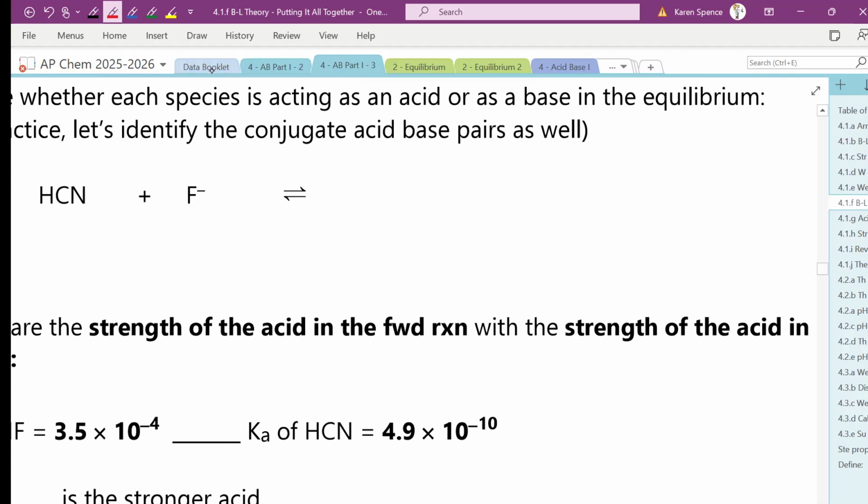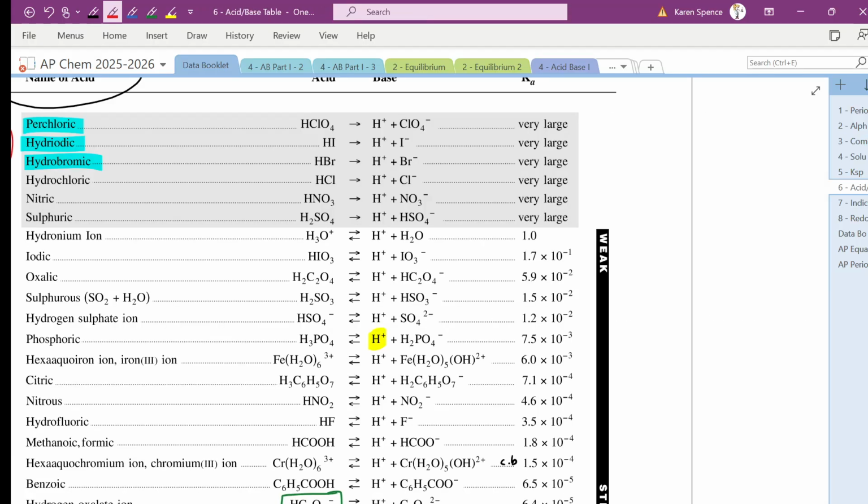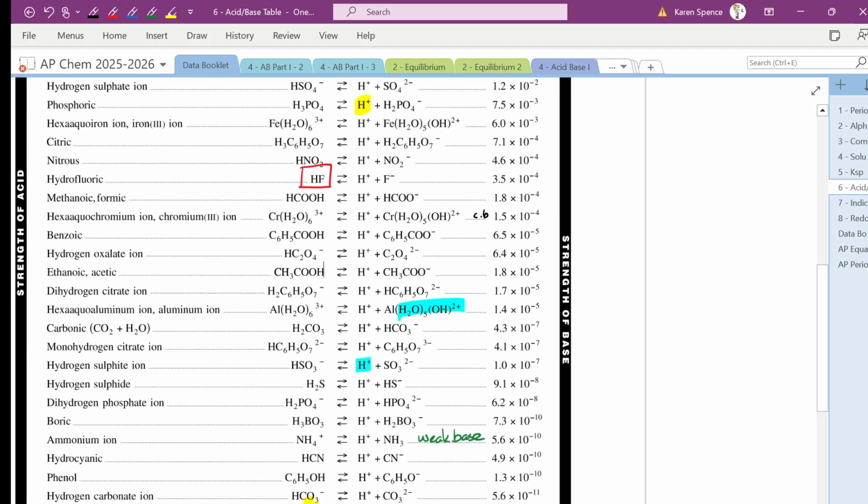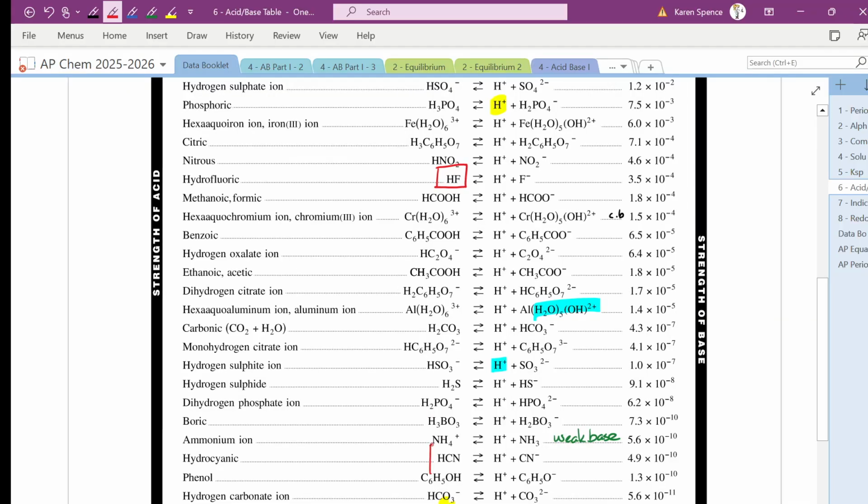But let's also look on the data booklet, because on the data booklet, you can see that we have HF here, and HCN is further down. So even without knowing the Ka values, you know that HF, is it stronger or weaker than HCN? You know that it is stronger, okay? So you can look at the values, but you can also just look at the position on the table.